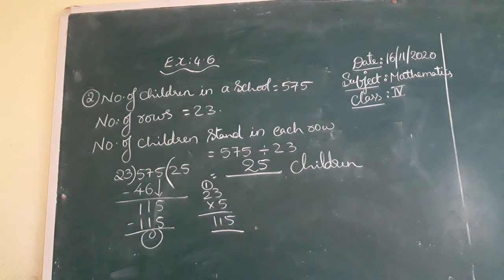How many rows are there? 23 rows. In those rows, 25 children are standing in each row.